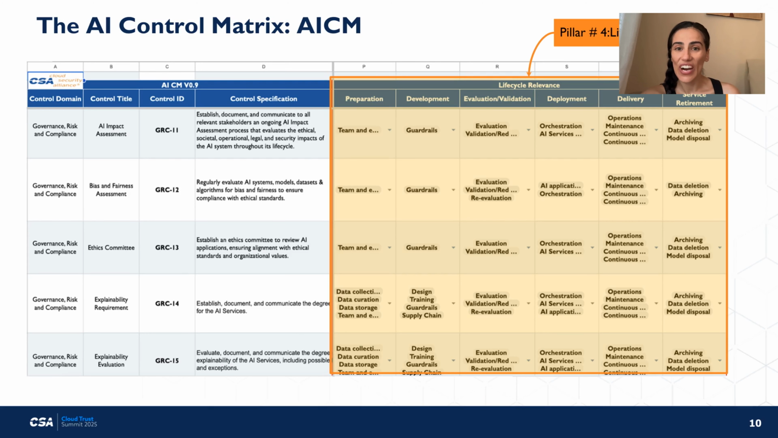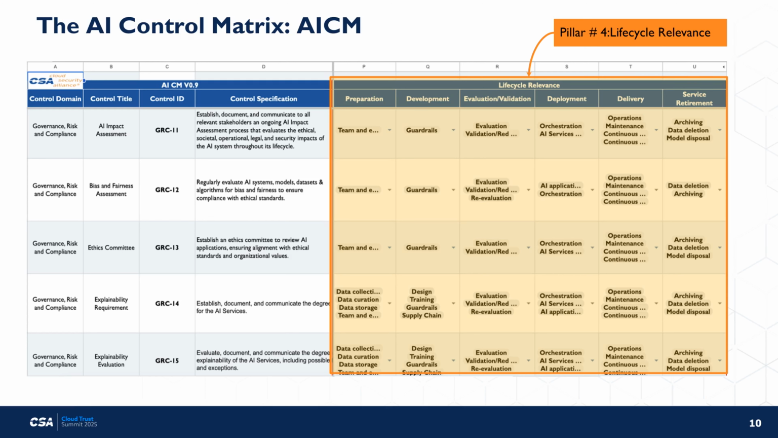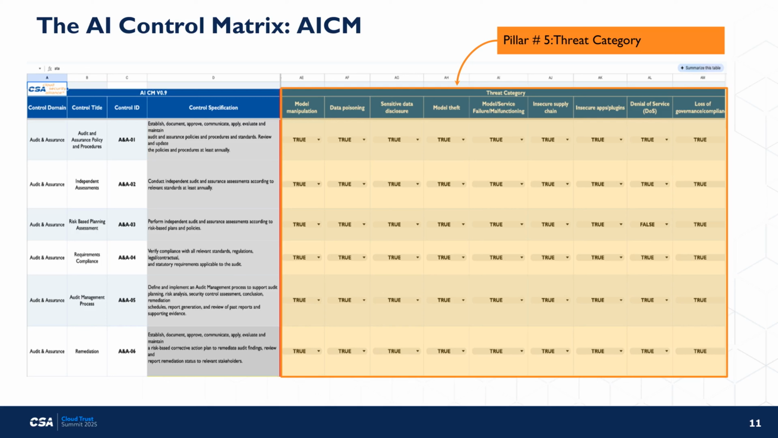Okay, moving on to the other pillar that these controls are mapped to. It is the lifecycle relevance, the LLM Gen AI lifecycle. It covers the phases of preparation, development, evaluation, validation, deployment, delivery, and service retirement. We've done this temporal alignment to ensure that appropriate controls are applied to each lifecycle stage in order to reduce lifecycle-based risks like shadow AI, untested models, or compliance gaps in retirement. And then the last pillar is the threat category.